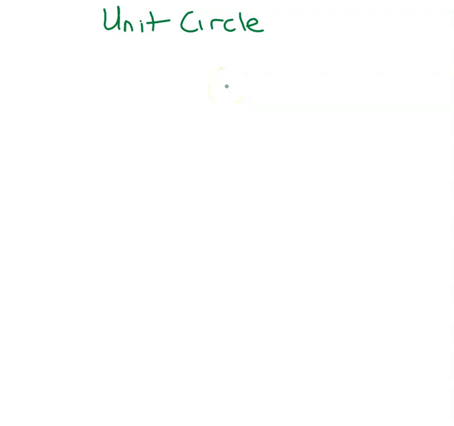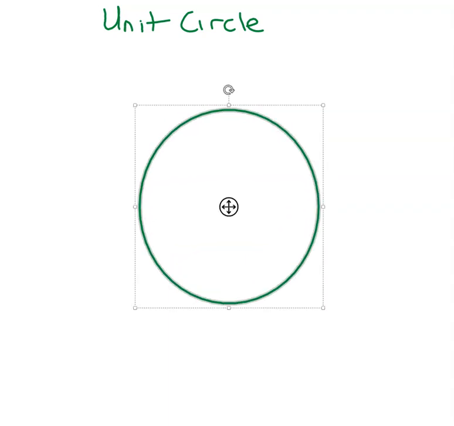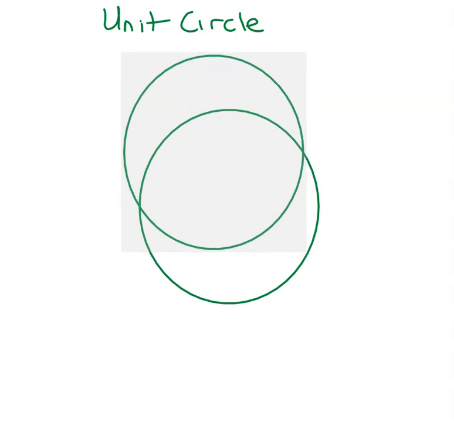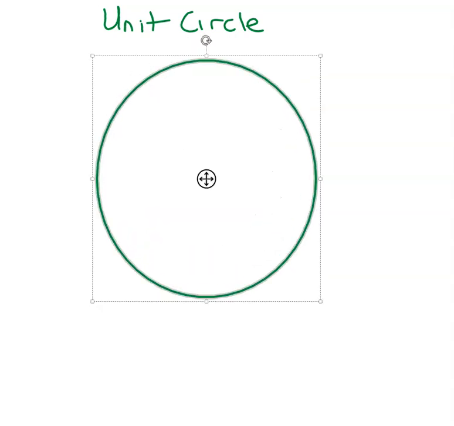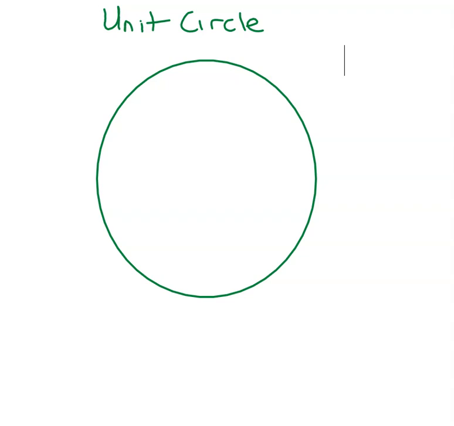Okay, now we're going to talk about unit circle. Unit circle is one of the most interesting topics in pre-calculus, but a lot of times students don't really get the concept. So what I'm going to try to do here is explain the concept of a unit circle, and we're going to make some sense of it. So what is a unit circle? A unit circle really is a circle that has a radius of 1 unit.